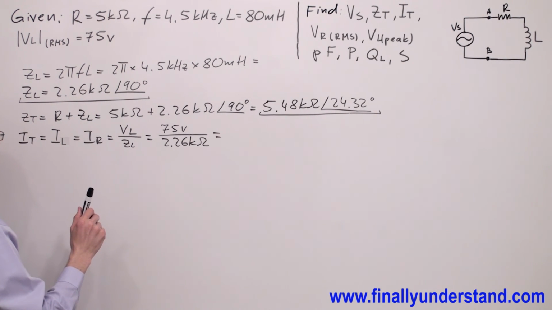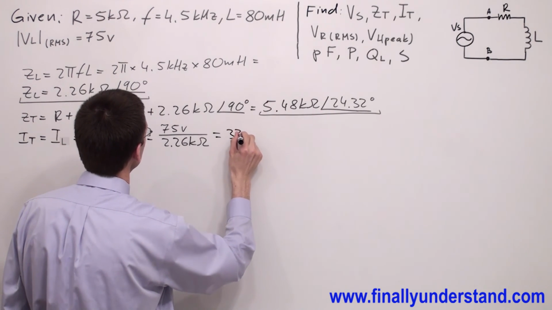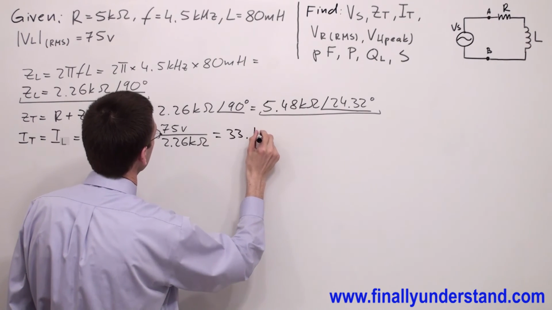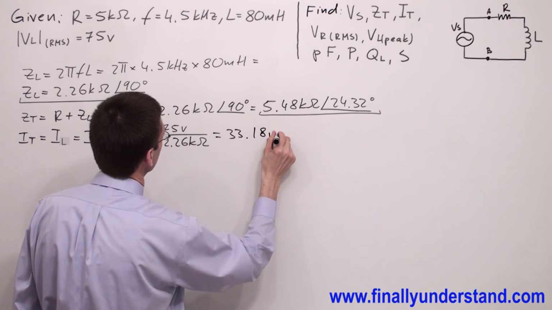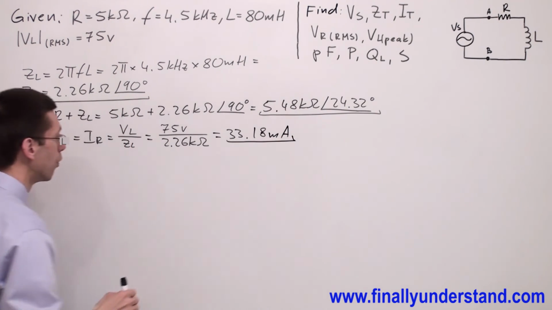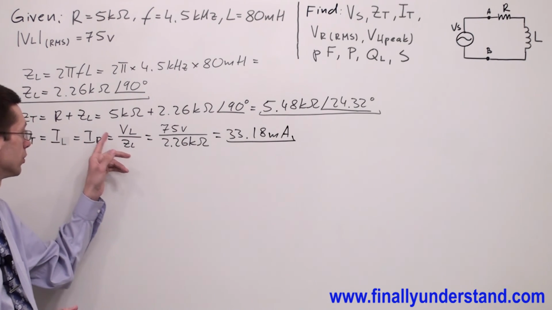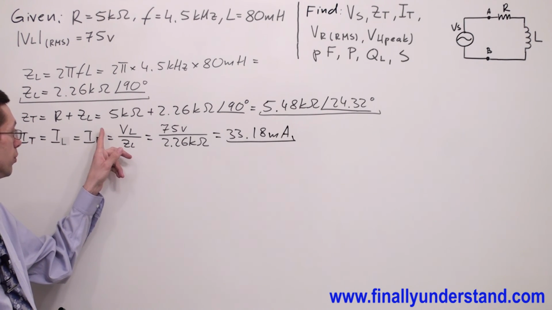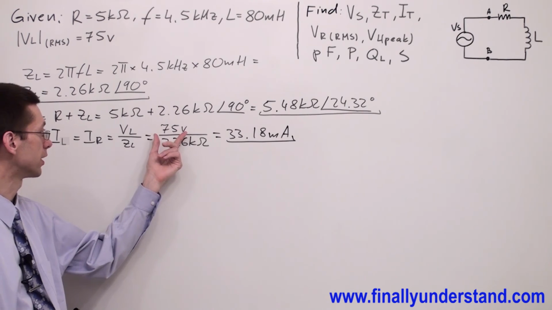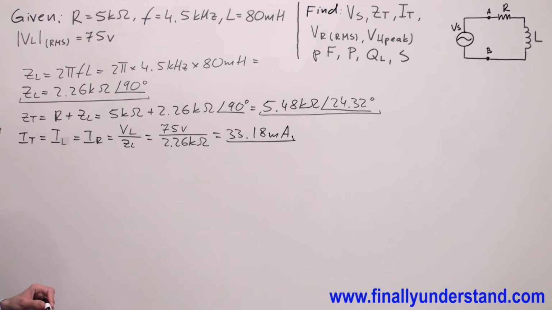So we have I total equals 33.18 milliamps. Someone is going to ask why we do not include the angle. Because I don't know the angle which is going to be next to the magnitude of the voltage across the inductor, and this is the reason why I do not include the angle yet.